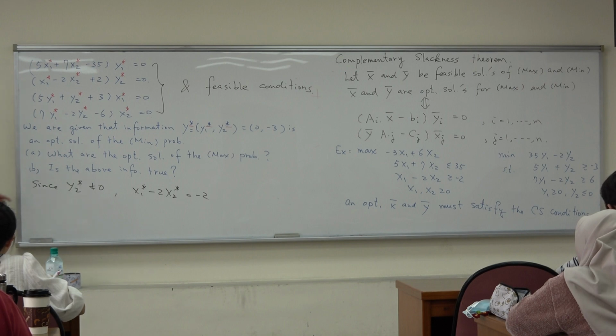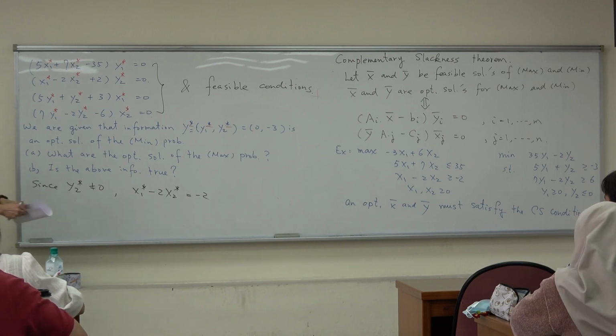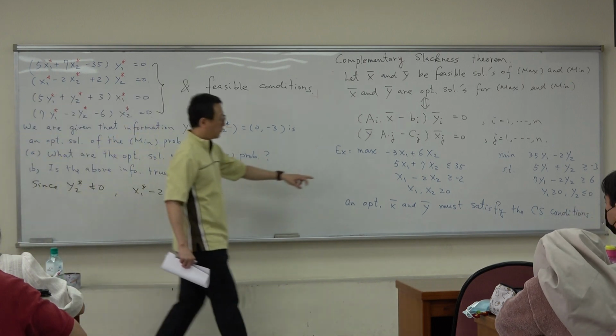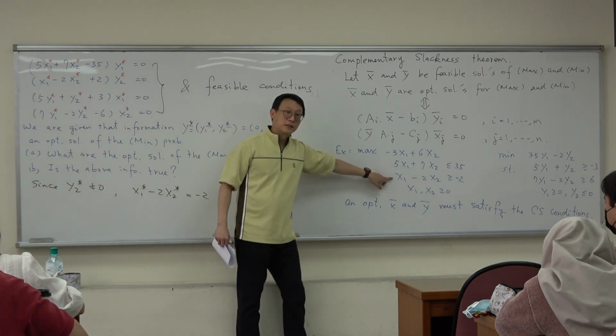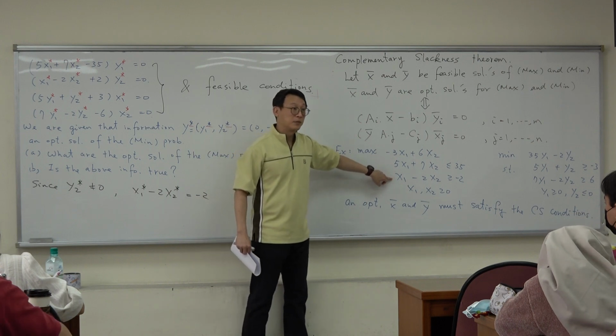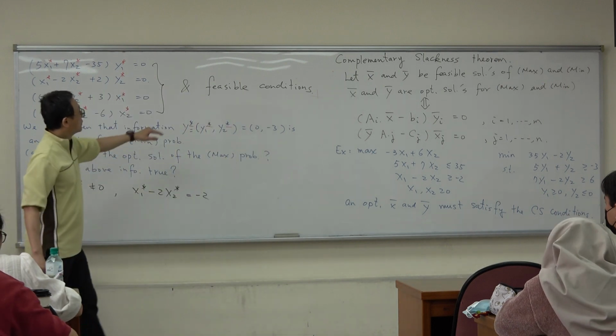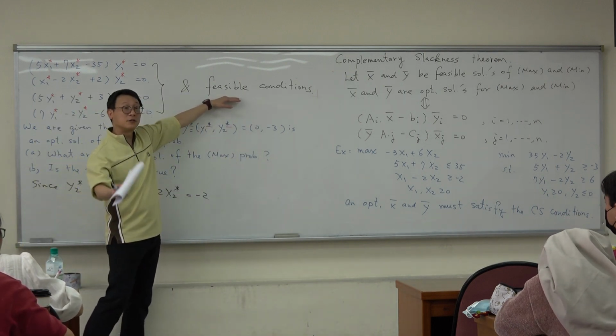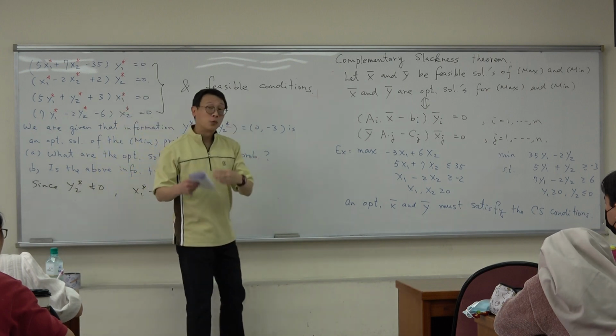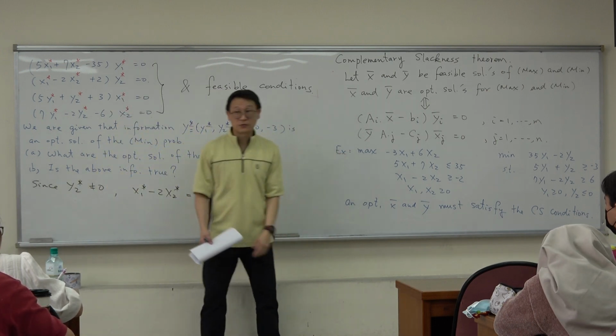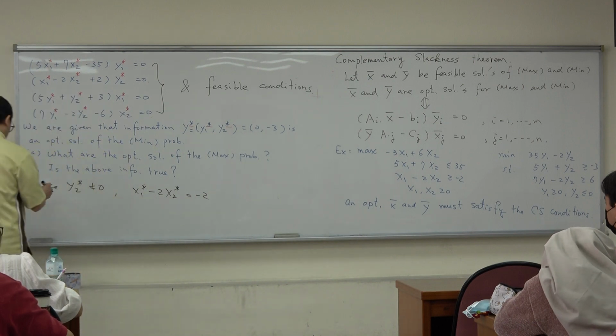Based on this information, I know it should be like this. It means that the second constraint is binding and becomes an equality. But as we know, the solution should be feasible. So when we find x1 and x2, we should follow this constraint.